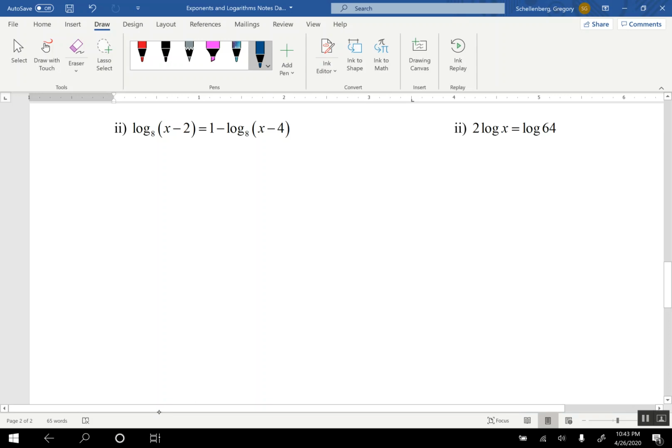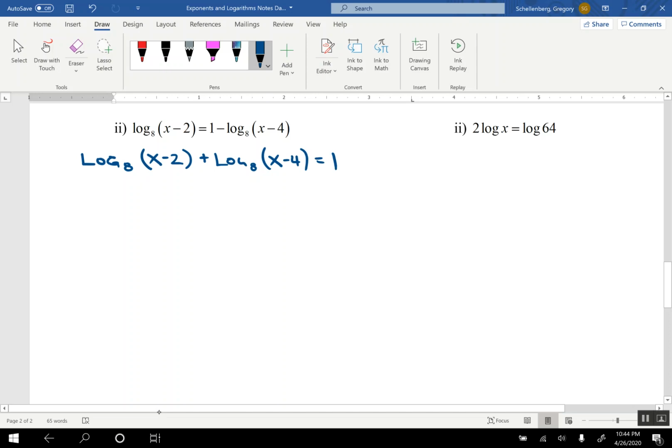Okay, so writing this out, we get log base 8 of x minus 2, and then we're going to get plus log base 8 of x minus 4, and this is equal to 1.